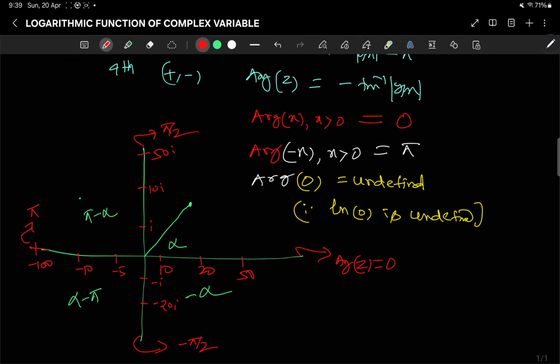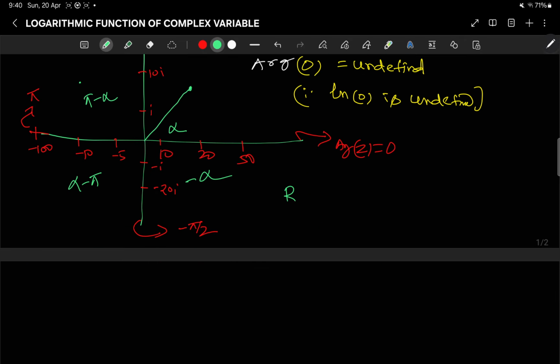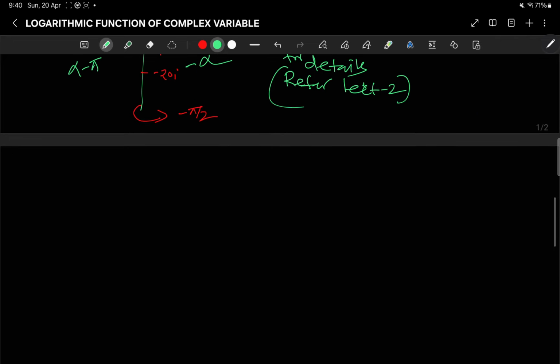Now we are ready to discuss the logarithm. For details you should refer to my lecture 2. Now we are ready to find the logarithm. What is the principal value of the logarithm?